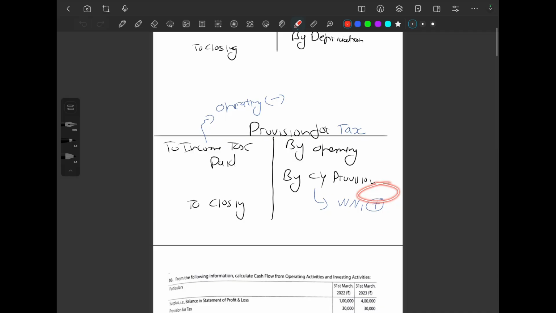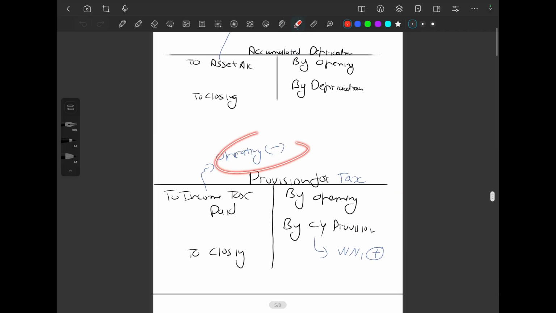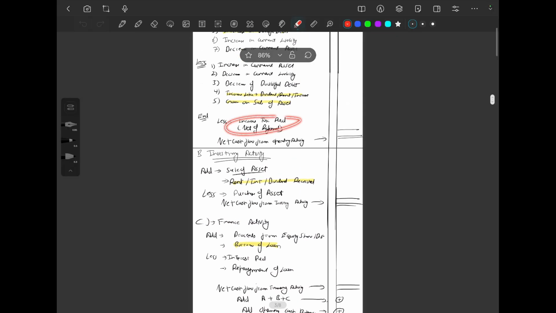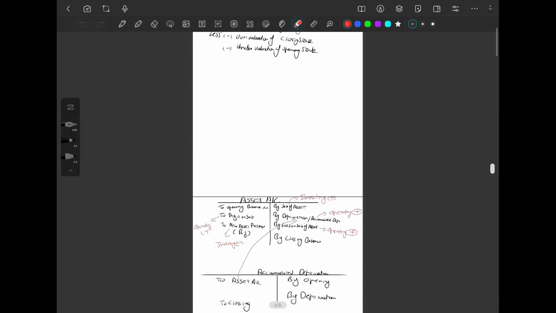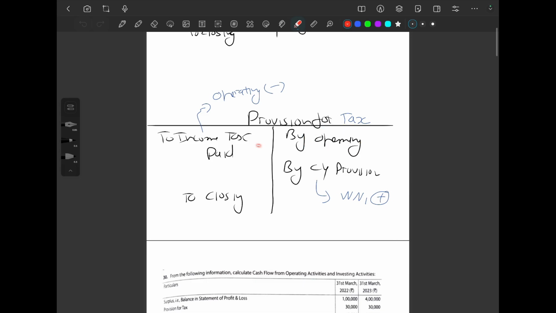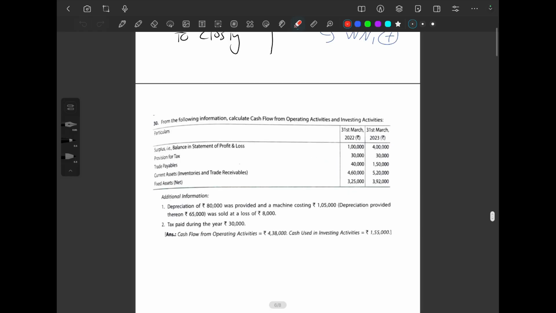If you have this figure, then you can find this figure, income tax paid, and that will be less from the operating activity. Let me show you. That is income tax paid during the current year. If you have this figure, then you can find this figure. If you don't have these amounts, then your opening will be your income tax paid, your closing will be your current year provision. This is the question that I picked up for you guys.